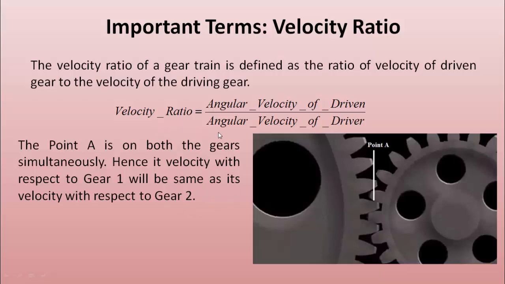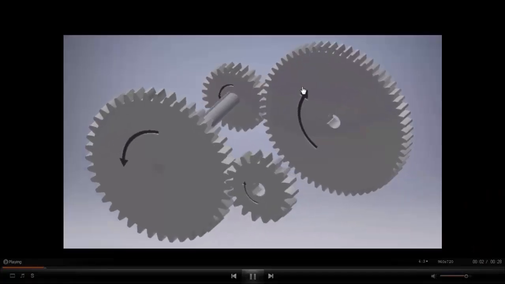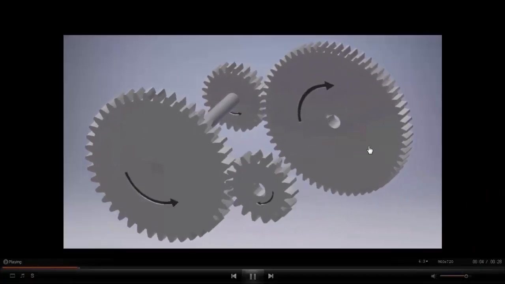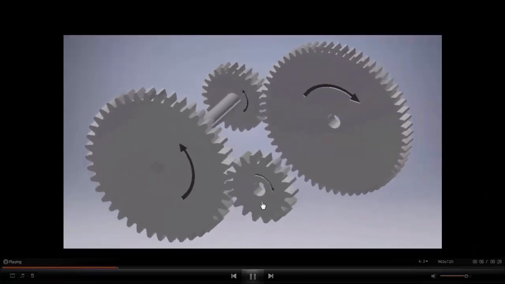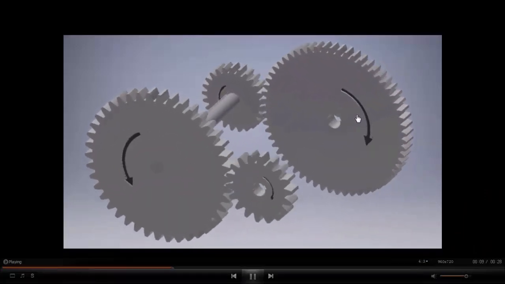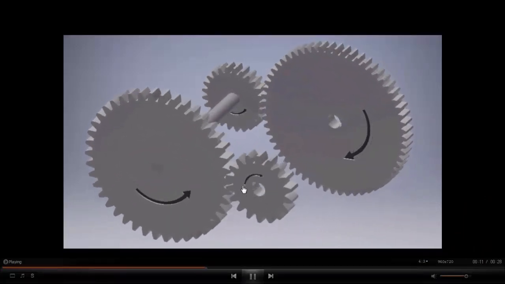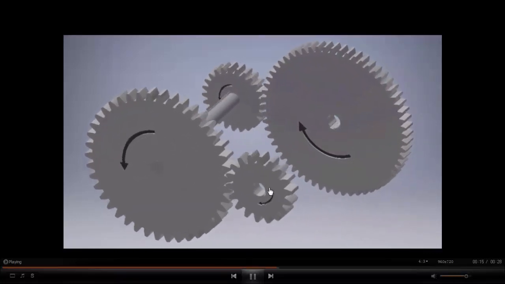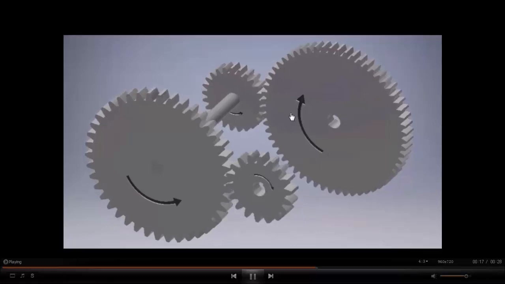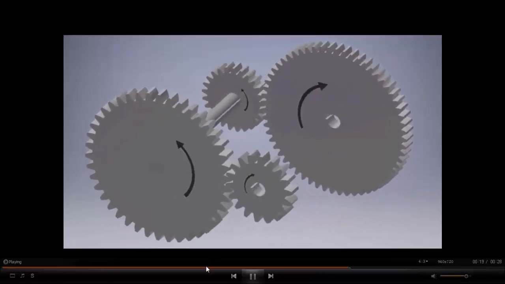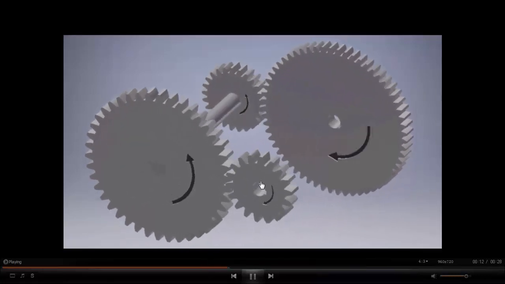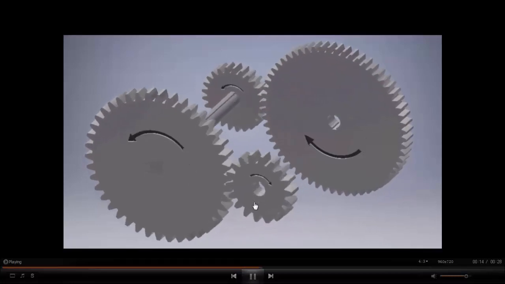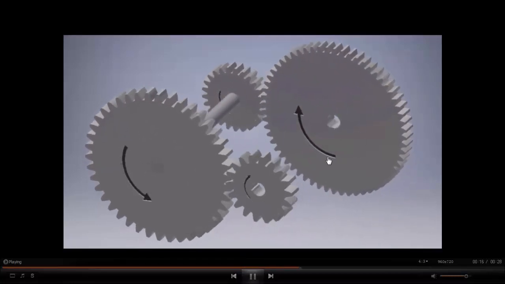For example, we can see this video to see what a velocity ratio is. For example, if this is your driving gear and this is your driven gear, this is rotating at a very low RPM and this is rotating at a very high RPM. Thus, it will have a very high velocity ratio. So this is what velocity ratio is: the ratio between the velocity of the driven gear and the velocity of the driving gear.